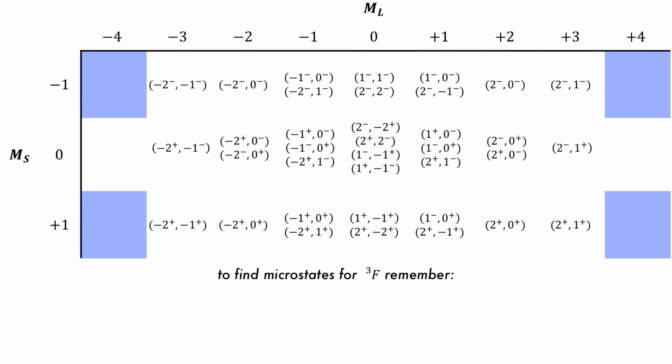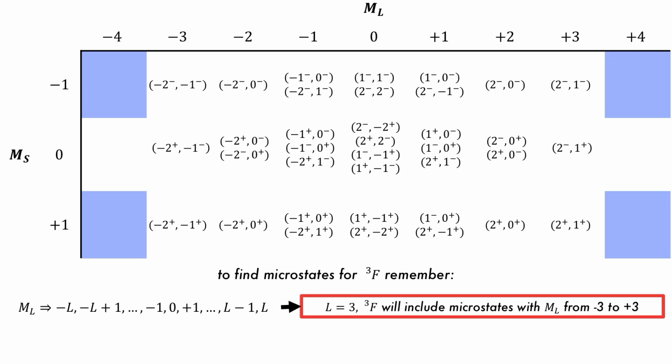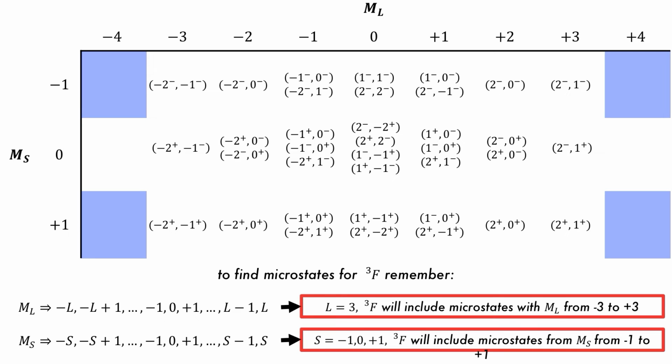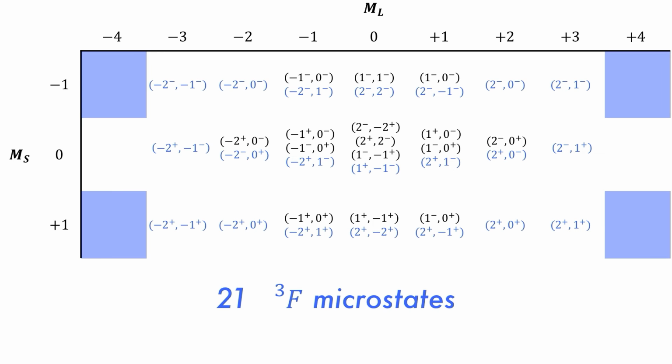Now we need to determine which microstates represent the atomic state triplet F. If L is equal to 3, then ML will range from plus L to minus L, which is going to be minus 3, minus 2, minus 1, 0, plus 1, plus 2, and plus 3, giving 7 different ML values in this triplet F atomic state. For MS values, we have a similar concept as the values run from plus S to minus S, which in this case is minus 1, 0, and plus 1. As a result, we will have one microstate from every box that is populated now, which will be part of the triplet F atomic state. This means that we have 21 microstates described by the triplet F atomic term symbol.